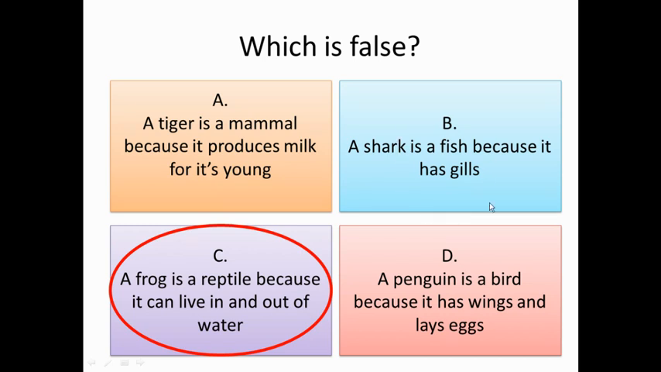Yeah, they do at the side of the neck. They have gills, they don't have lungs. A penguin is a bird because it has wings and lays eggs. So penguins do have quite small wings, okay? They can't fly, but they do still have wings and they lay eggs, which leads us to C being the false answer.